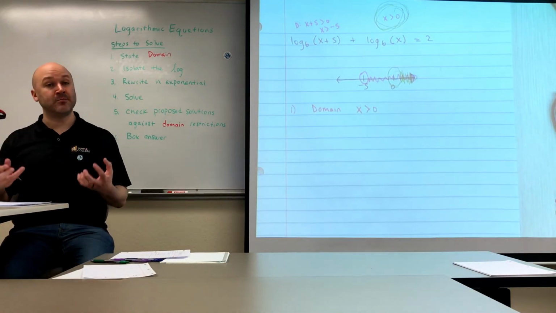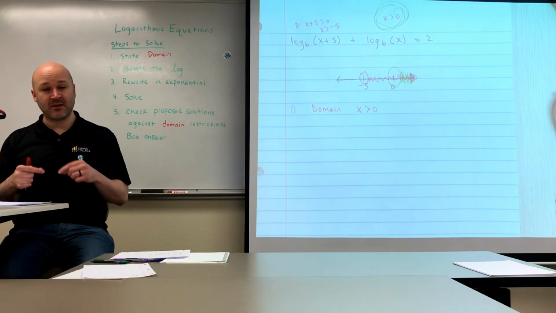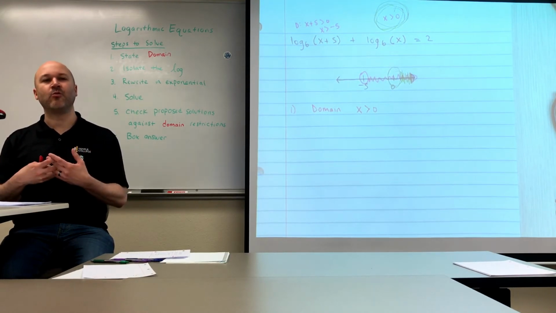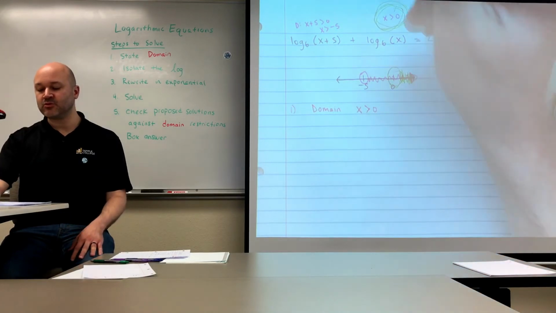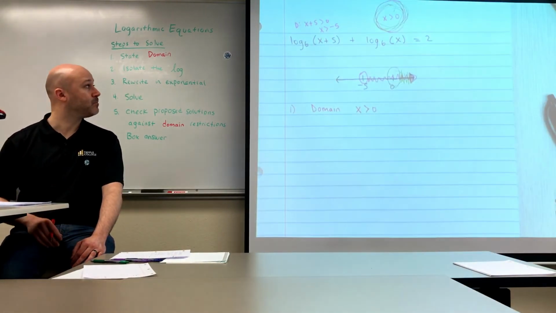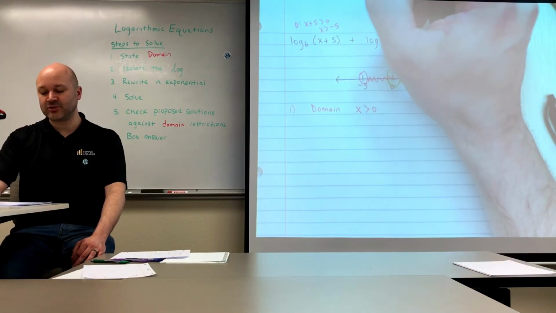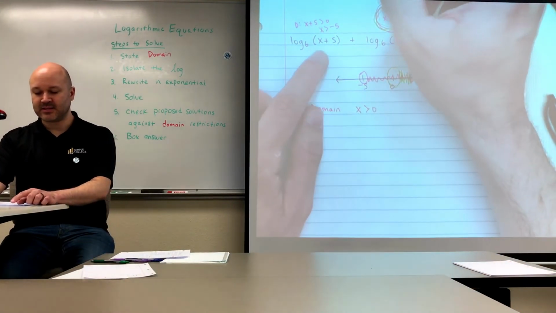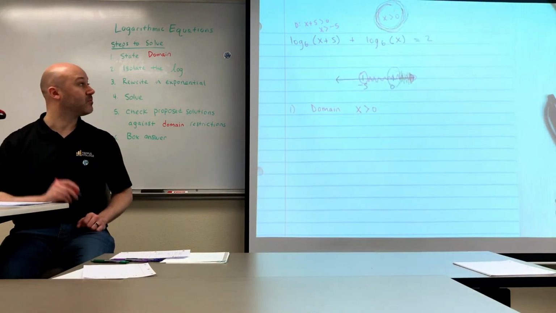So if you're given multiple logarithms, you need to find the domain of all of them and then figure out where they agree. If one is more strict than the other, then that's going to be the one you go with. This one, I say it's more strict because it doesn't include some of these negatives.